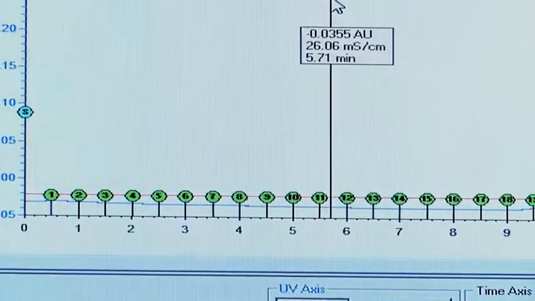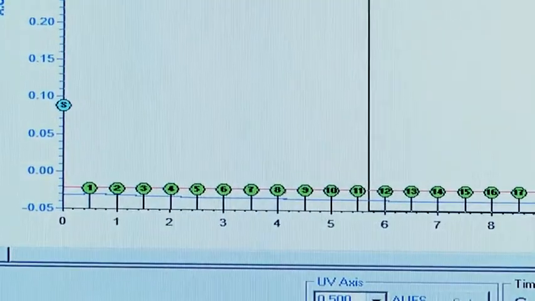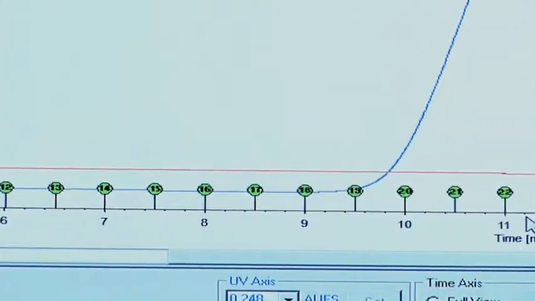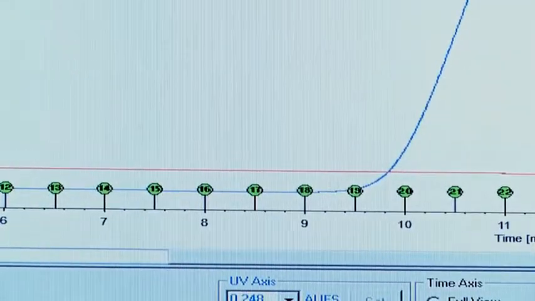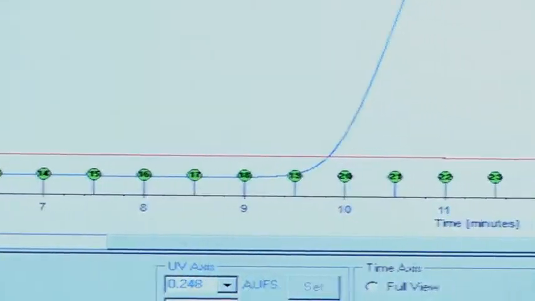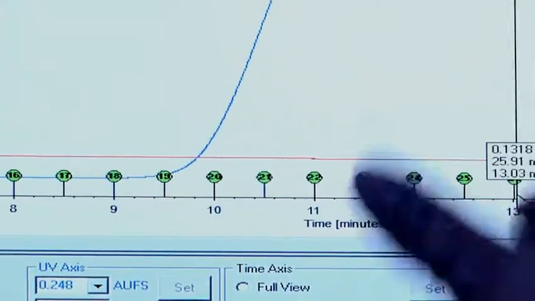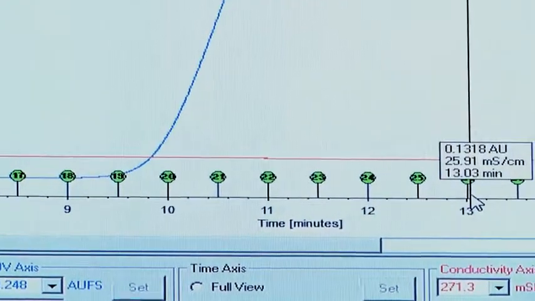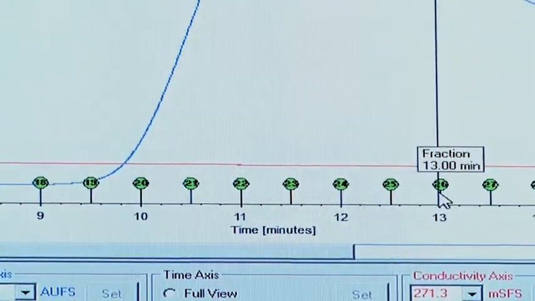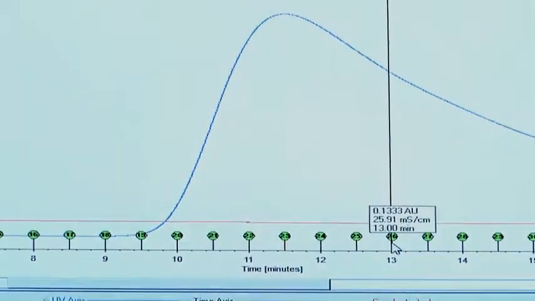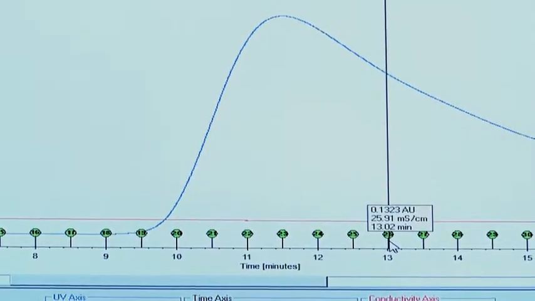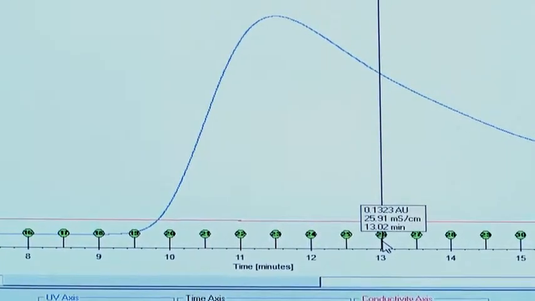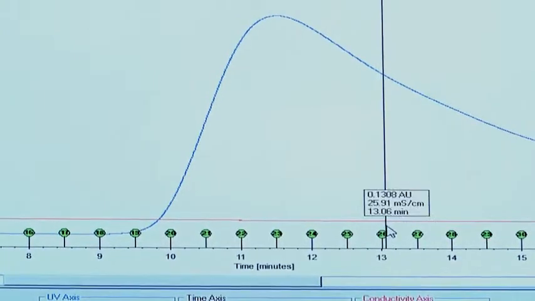If I zoom into this particular peak, you can see starting from fraction number 19 until here at 26, the base of the peak is there. So, I will collect these fractions from 19 to 26 and pool them, and then for each fraction I will run the acrylamide gel or SDS-PAGE to check if my protein is there or not, and if it is pure.